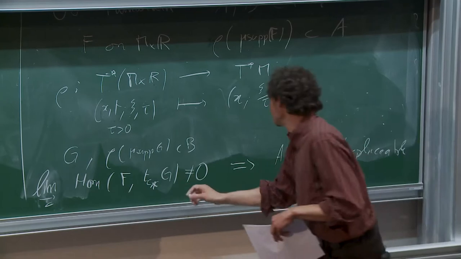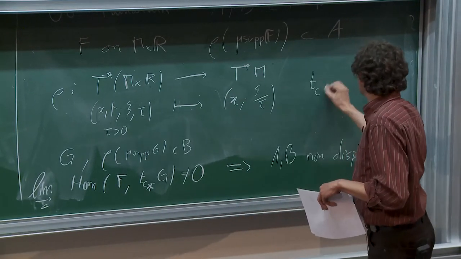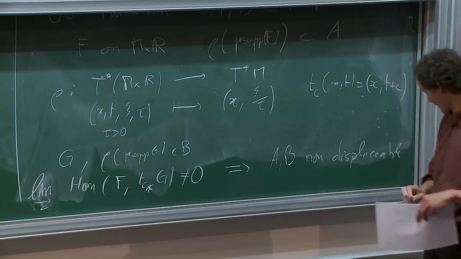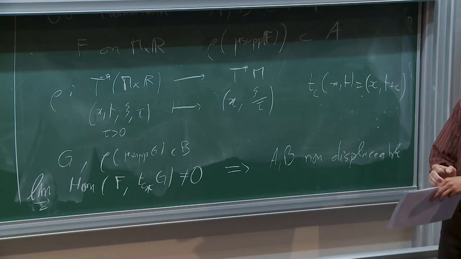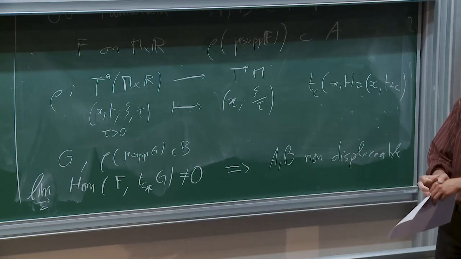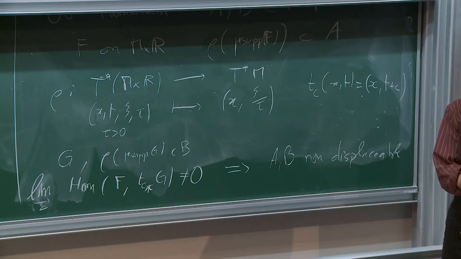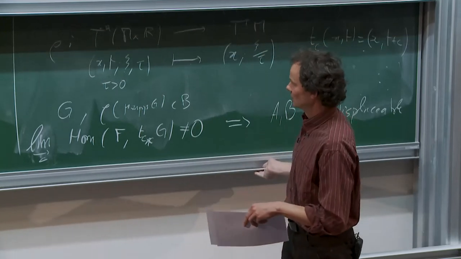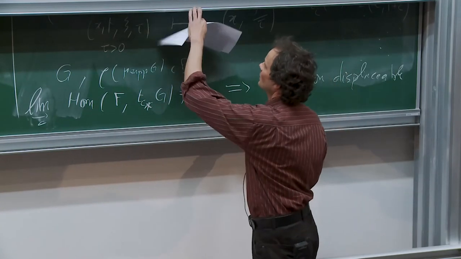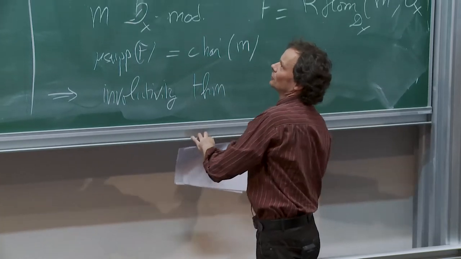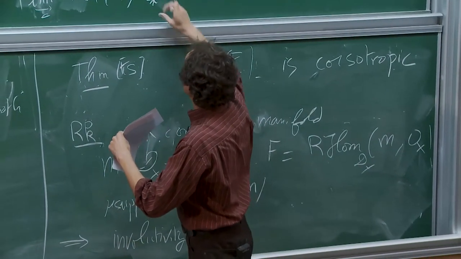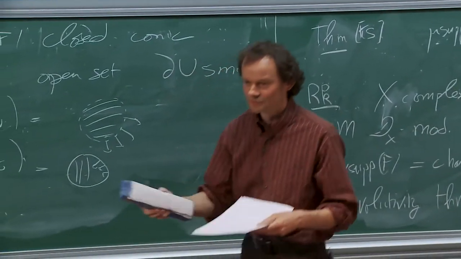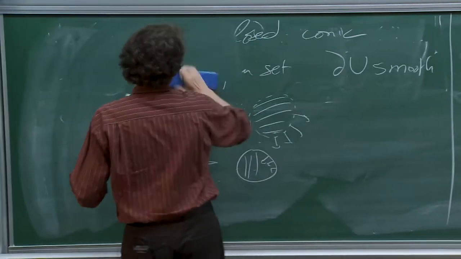So here, T_c of x,t is a vertical translation. And non-displaceable means that we cannot find a Hamiltonian isotopy phi_t such that A and phi_t of B are disjoint. And he applies this then to prove that the Clifford torus in CP^N is non-displaceable from itself and non-displaceable from the diagonal, a result of this kind.